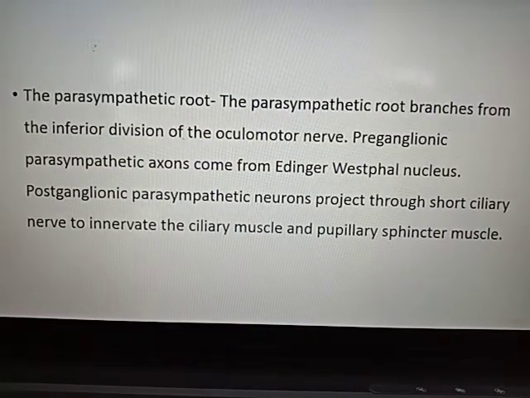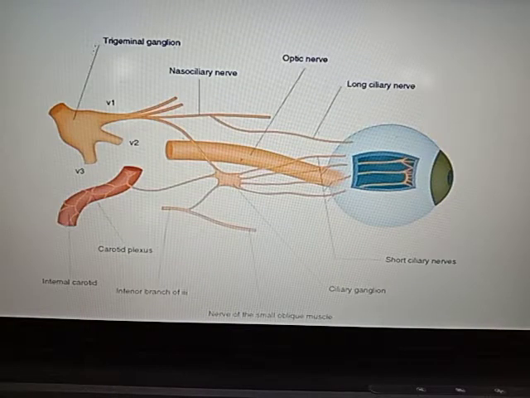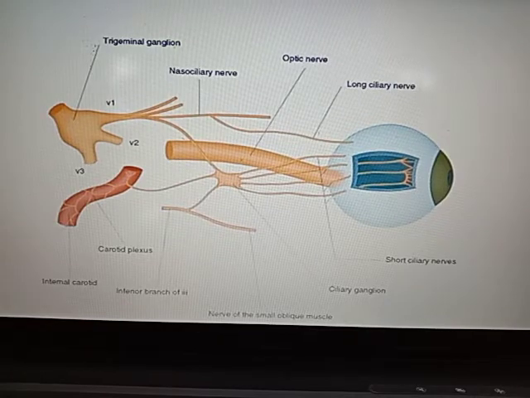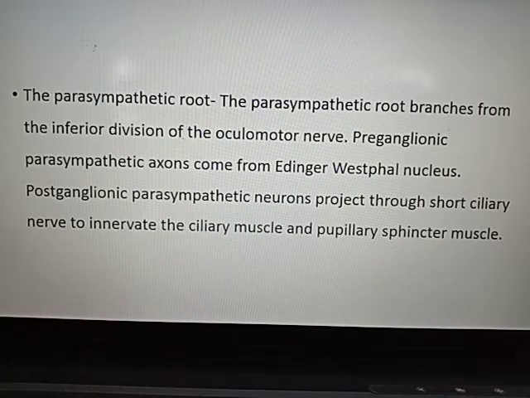From this inferior division of the oculomotor nerve, the parasympathetic root branches off and enters into the ciliary ganglion. The preganglionic parasympathetic axons come from the Edinger-Westphal nucleus, and the postganglionic parasympathetic neurons project through the short ciliary nerve to innervate the ciliary muscle and the pupillary sphincter muscle.